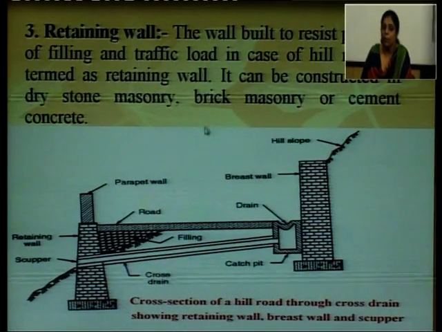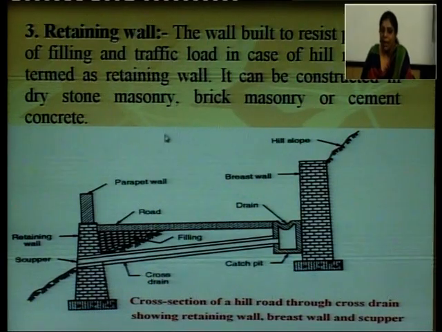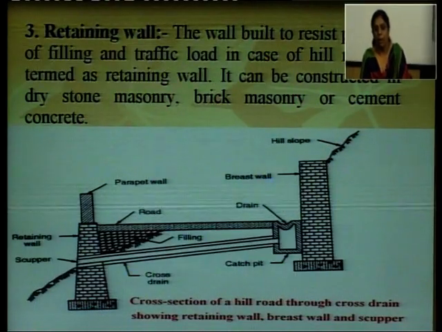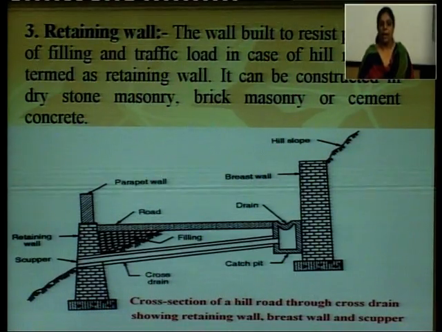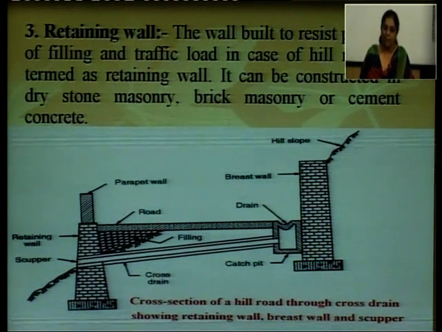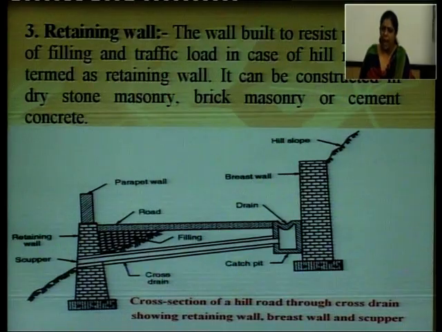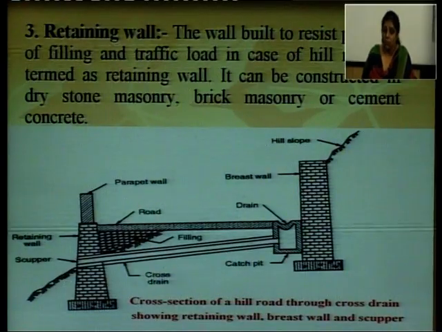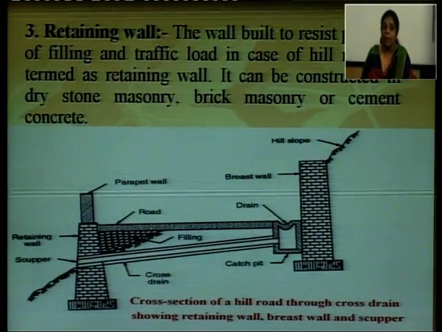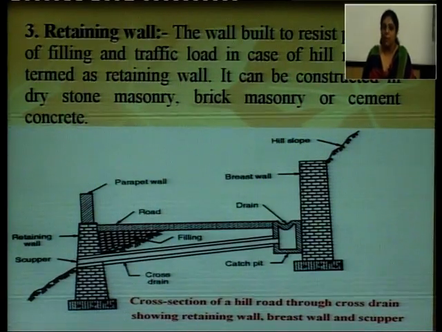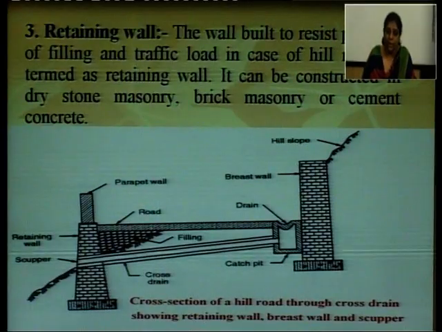The wall built to resist pressure of filling and traffic load in case of hill roads is termed as a retaining wall. It can be constructed in dry stone masonry, brick masonry or cement concrete. It can be constructed with any locally available material, like dry stones. Stone masonry is quite popular in hills. So, it can be constructed with the help of dry stone masonry, brick masonry or cement concrete masonry.